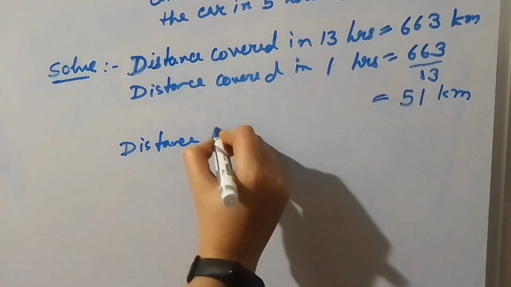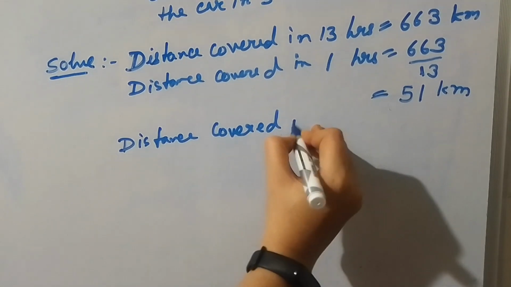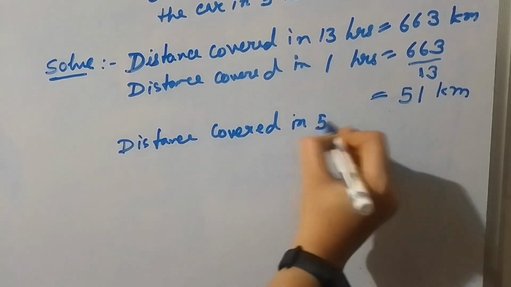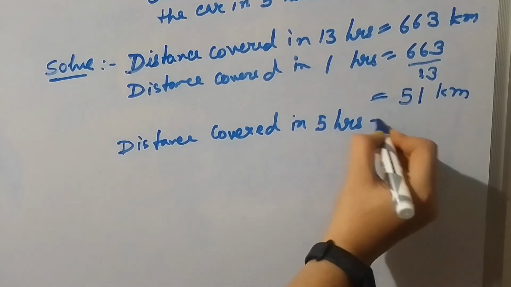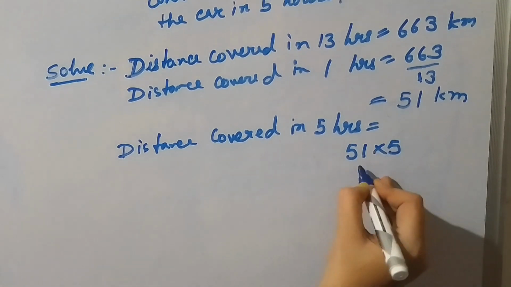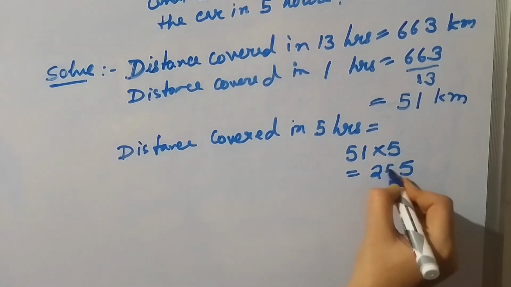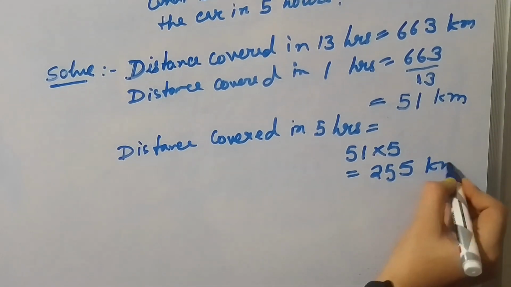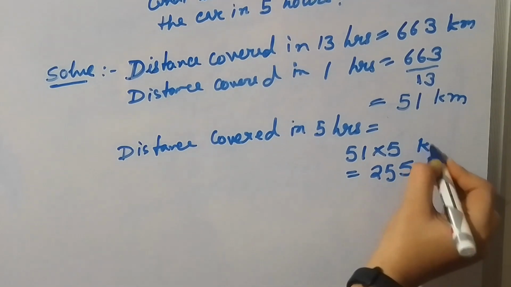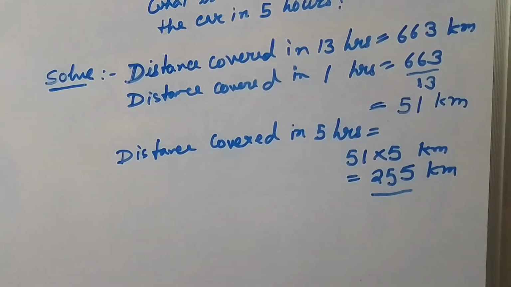Next, distance covered in 5 hours. It will be 51 multiplied by 5 equal to 255 kilometers. And this will be the ultimate answer of this sum.